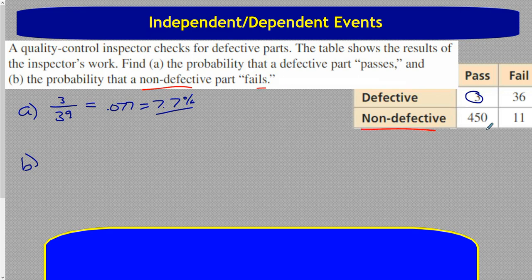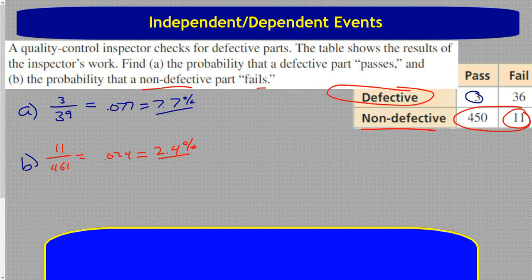B asks the probability that a non-defective part fails. Well, non-defective failed. So 11 of them out of how many total non-defective parts? 461. So 11 divided by 461 is 0.024, or 2.4%. That's an example of conditional probability, right? What's the probability that a defective part passes? Well, it has to be defective to begin with.